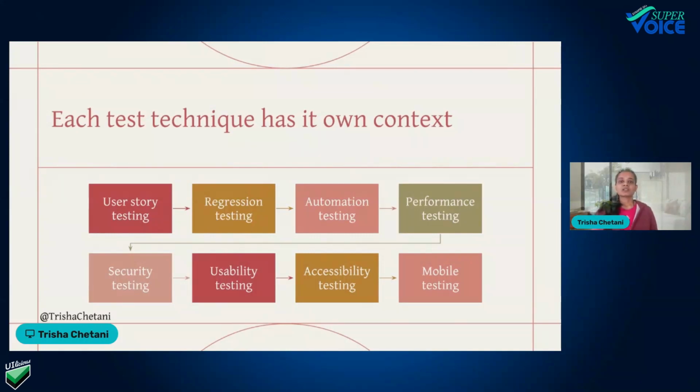Then I would say each test technique has its own context. User story testing cannot solve the problem of regression testing, because user story testing is done for customer satisfaction, wherein we think about definition of done and definition of ready. But regression testing is something different. Regression testing is where we make sure that each new build is not causing a regression issue from the previous builds. So every technique has its own context, and that's why we need to do deeper testing around all those different techniques.